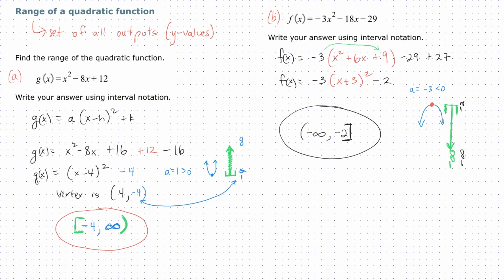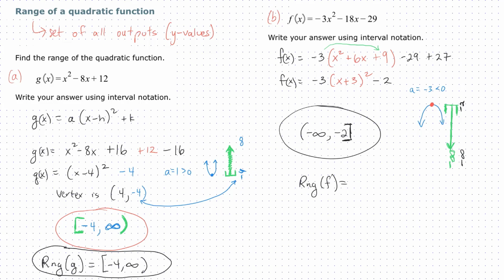You'll see me write things like this as well. I would actually write the range of g is equal to negative 4 to infinity. That's another way of writing it. That's a little bit more descriptive. Over here, this would be what? The range of f is equal to negative infinity up to negative 2 with a bracket. Once again, that notation is very descriptive. That's an advanced notation that I use. Feel free to use it.